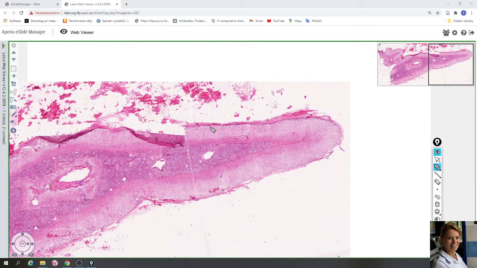Here it's located cortex, and here it's also cortex, and inner part is medulla. It's here.